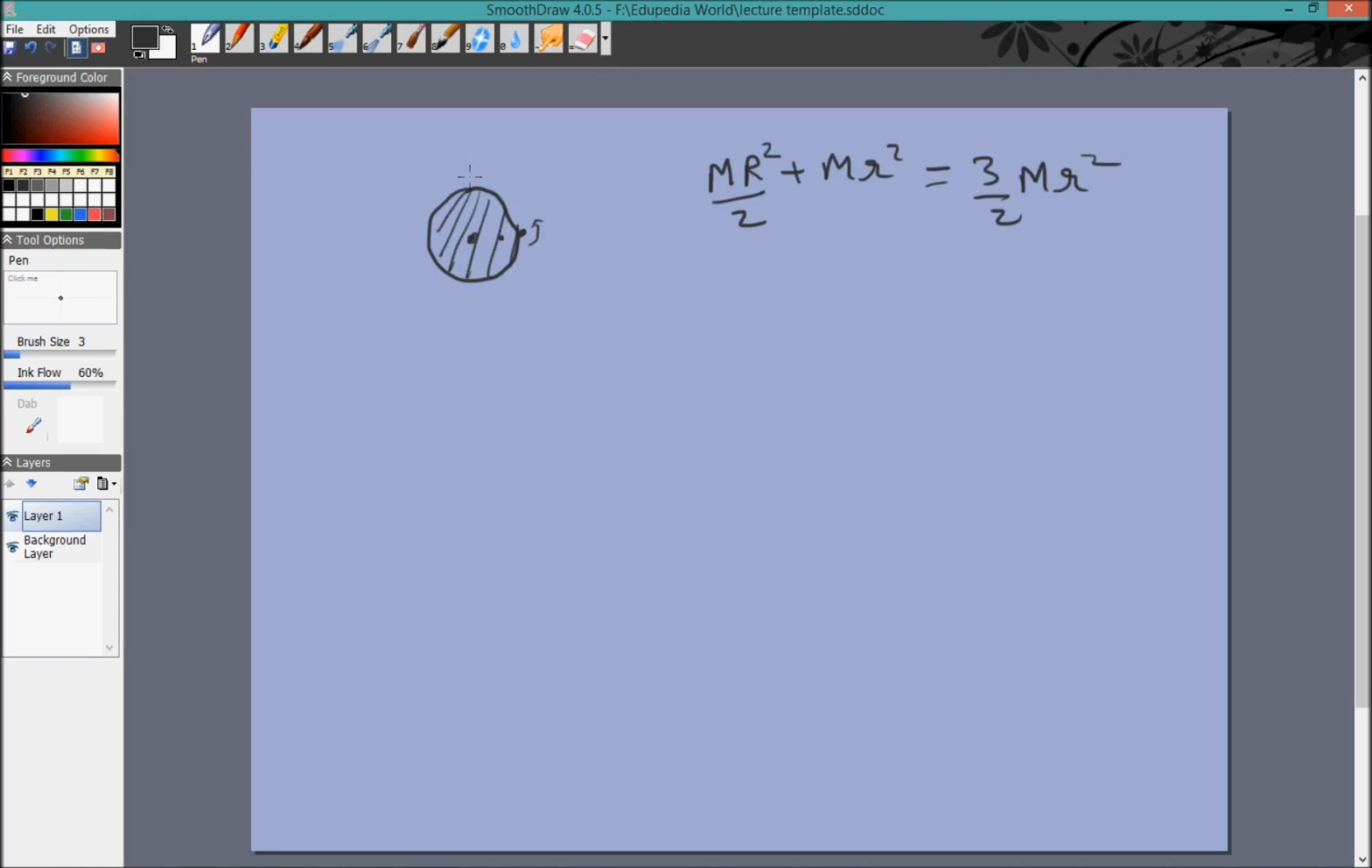So in this way, if I know the moment of inertia about an axis parallel to the unknown axis passing through the center of mass, then I can calculate the moment of inertia about the unknown axis, right? The second theorem, the first was the parallel axis theorem, the second is the perpendicular axis theorem.